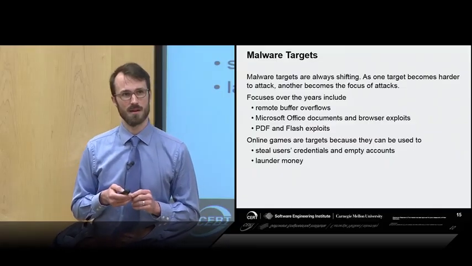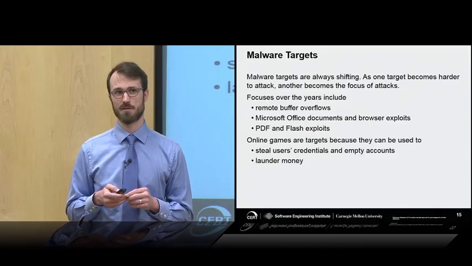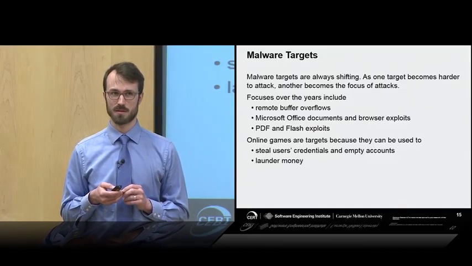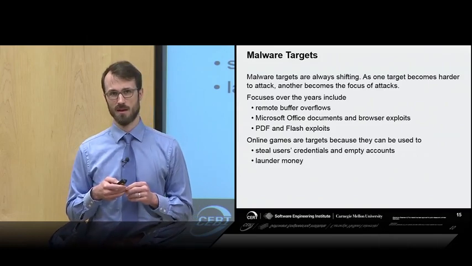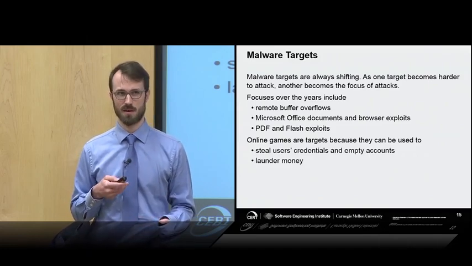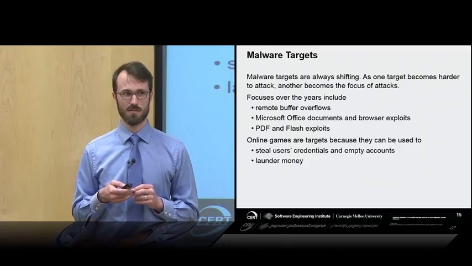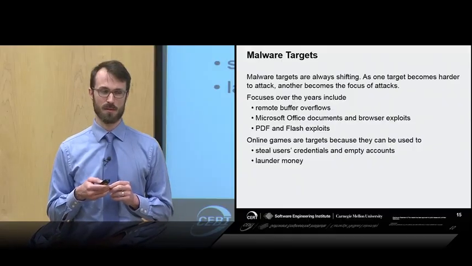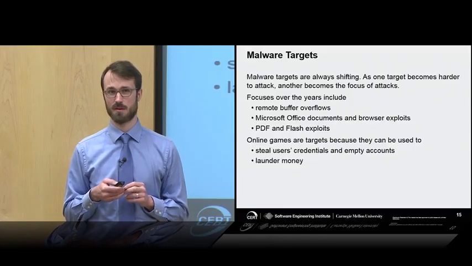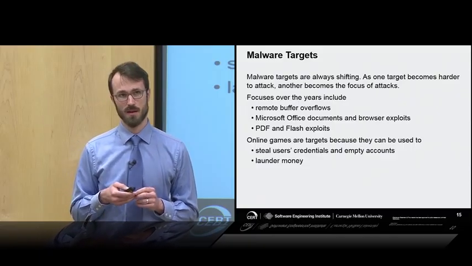Malware targets. Malware targets are always shifting. When things get harder to attack, attackers find new things to attack. Typically, vulnerabilities don't last forever. Remote buffer overflow is still a thing, but people have gotten really smart about stopping it, including writing programming languages that really make it difficult to even engineer buffer overflow vulnerabilities into your software.